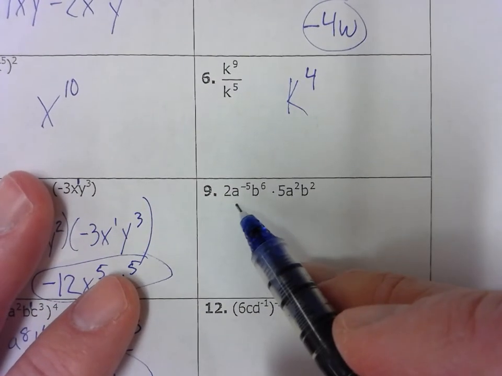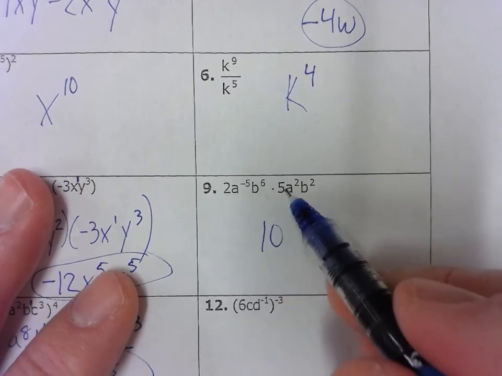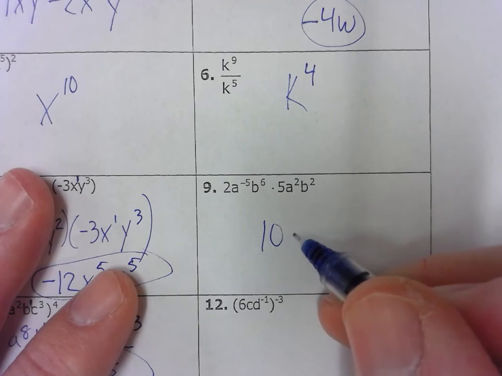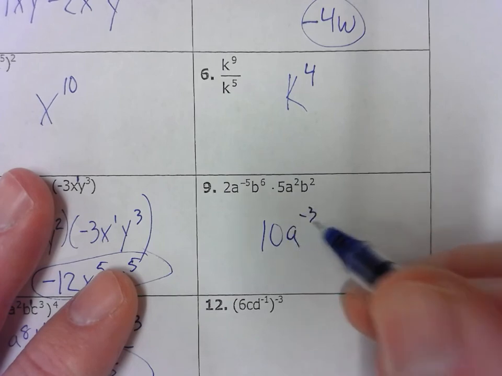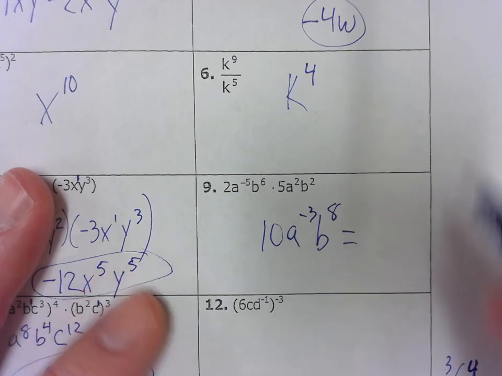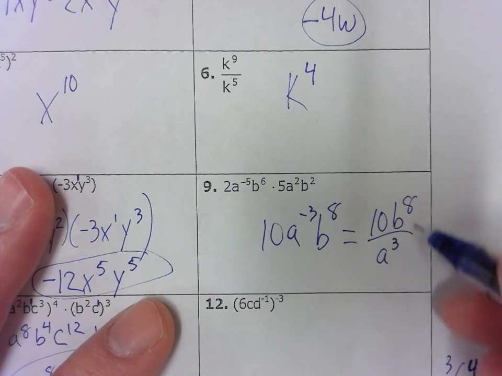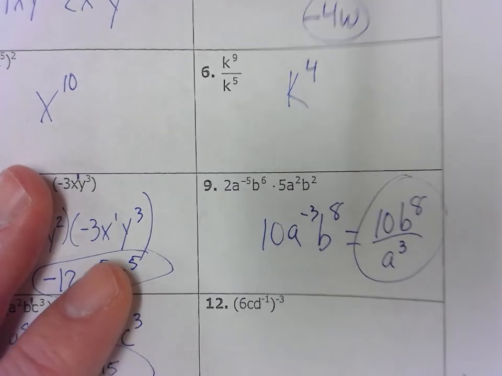Now we're going to multiply. 2 and 5, of course, is just 10. When we multiply like bases, we add the exponents. So it's a to the -3rd and b to the 8th. Cross the line, change the sign, and we got a final answer for that one.